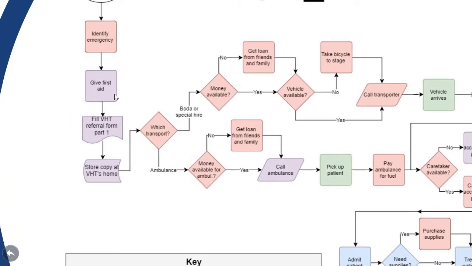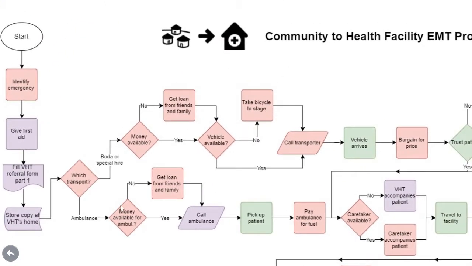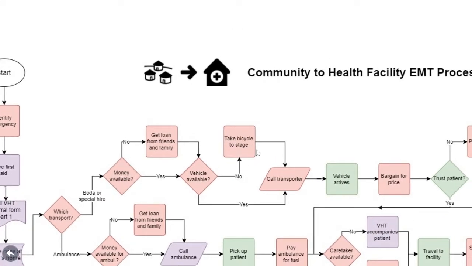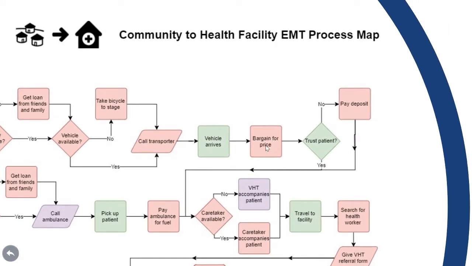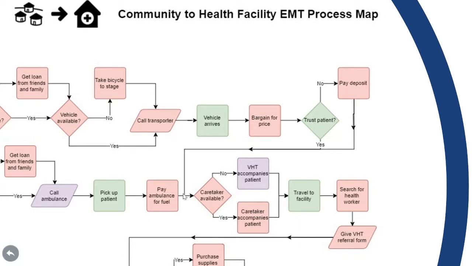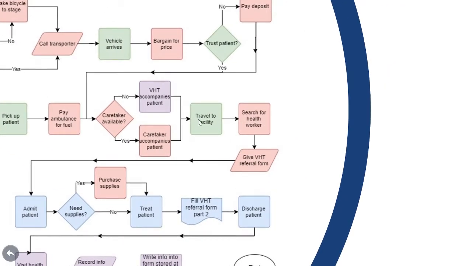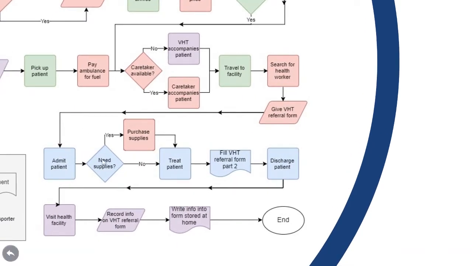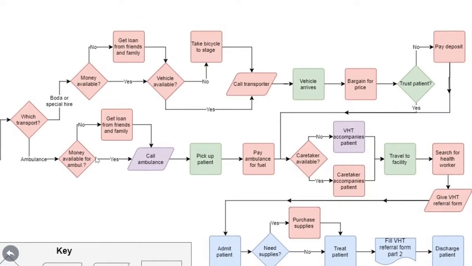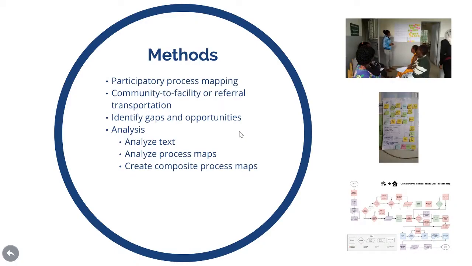So it starts when an emergency is identified, and it ends once the patient is delivered and treated at the next facility. We use this to identify those gaps and opportunities, some of which we'll list out in this presentation. And then the analysis was to analyze the text of those gaps and opportunities that were listed out by the participants, and also to analyze visually the process maps that were generated, and then create composite process maps.